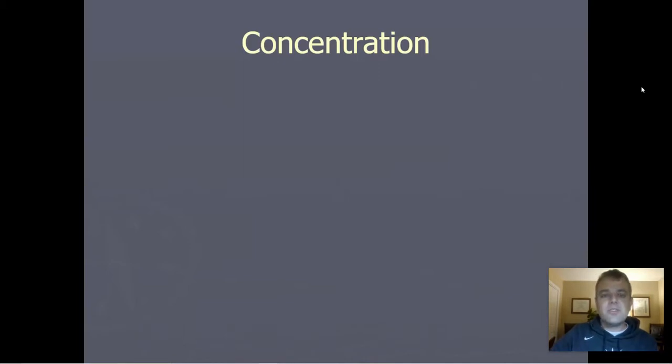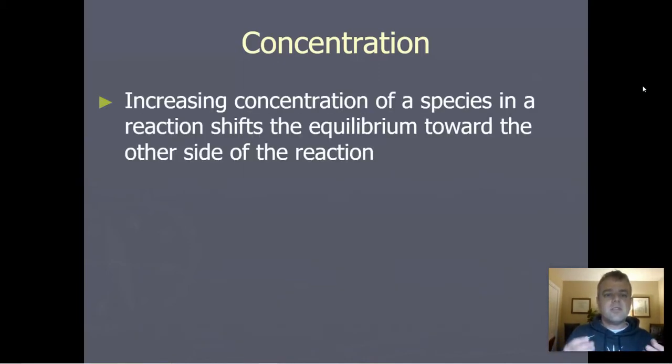So the first thing you can do is you can change concentration. For instance, if you increase the concentration of a species in the reaction, that would shift your equilibrium towards the other side of the reaction. If you increase the concentration of some of your reactants, if we think about how Q works, that would make Q less than K, and so the reaction would proceed towards the product side to use up those reactants you just added until Q and K are equal again.